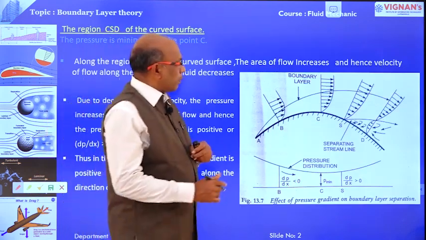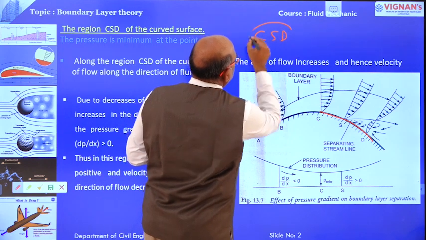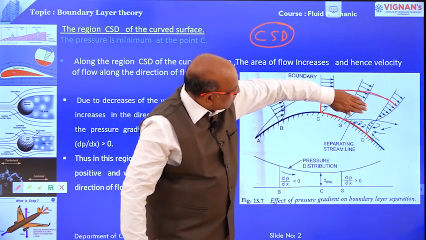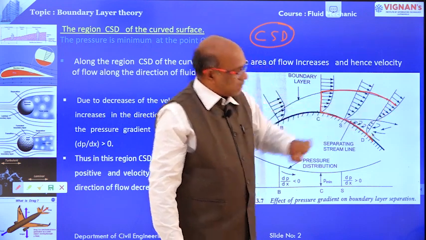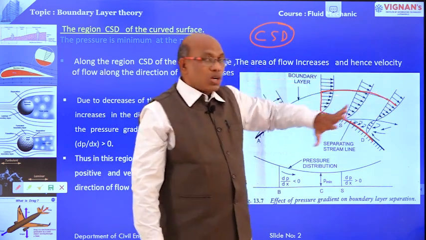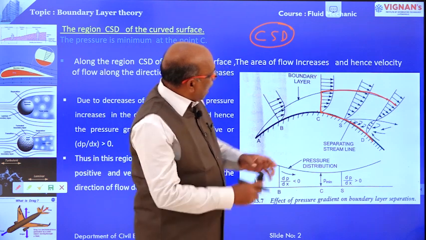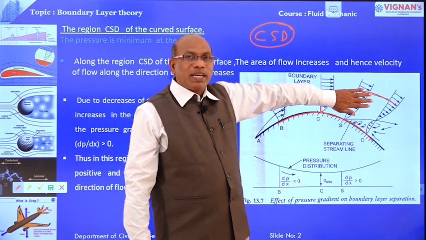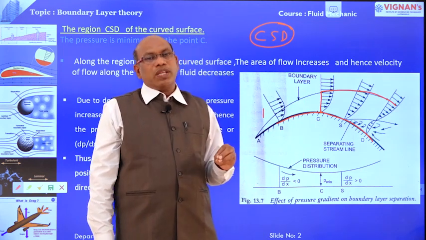Now we are going to take the curved surface CSD. This is the zone we are going to take into consideration. Over the curved surface CSD, the boundary layer thickness gradually increases. Once the boundary layer thickness increases, automatically the cross-sectional area within the boundary layer thickness also increases from C to D. The cross-sectional area in this zone is more as compared with this zone. What is happening? The cross-sectional area is more, so the velocity gradually decreases along the length of the plate, in the direction of the motion of the fluid.